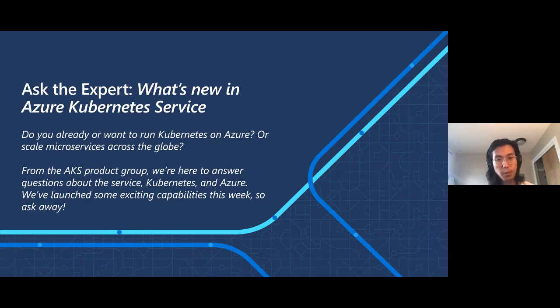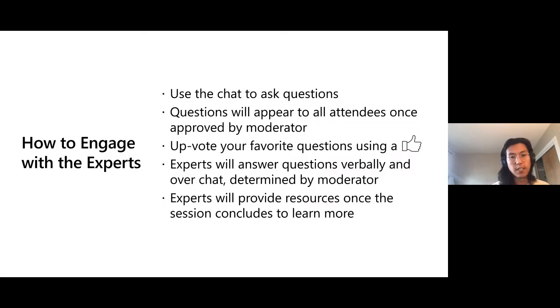Today, we have a couple of people from the product team, specifically the Azure Kubernetes Service. So hopefully, if you're in this Ask the Experts, you have some questions about running Kubernetes on Azure, questions about the AKS service. And I think we're more than excited to talk to you about all of the answers to those. So I think we can jump right into some of the logistics of this call.